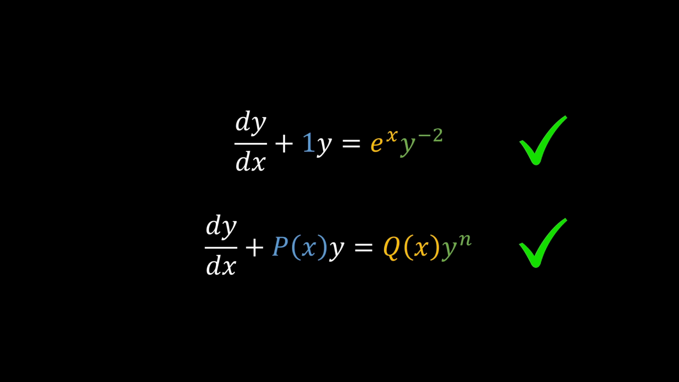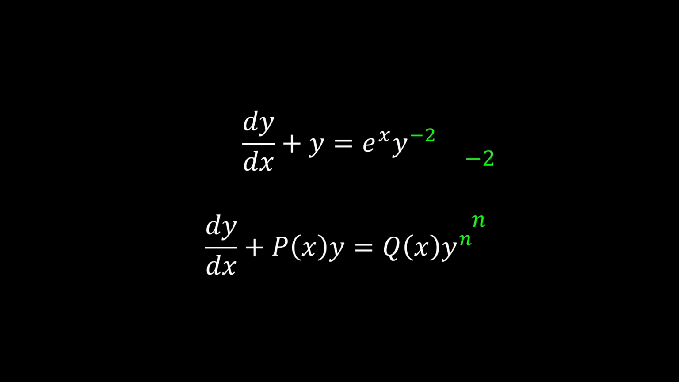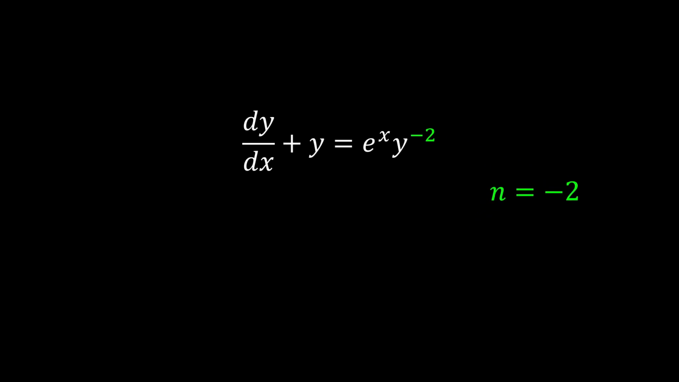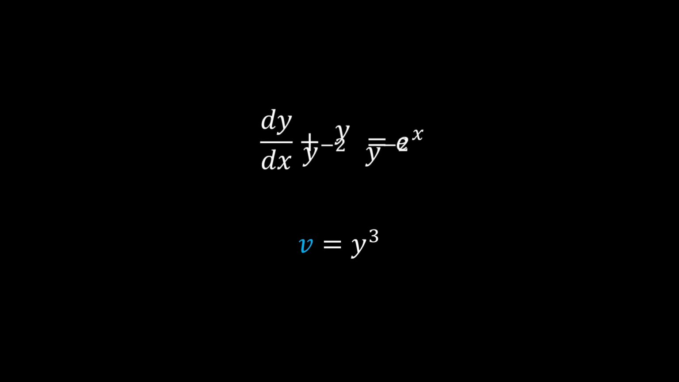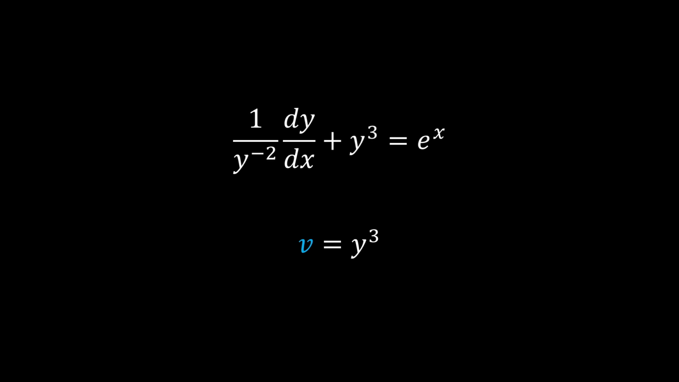Next, we could use this form to take note of n, which is negative 2, and then use it to generate v, which is y to the 1 minus negative 2 power, which turns out to be y cubed. Next, we could divide by y to the minus 2 power in our original equation, and we see that the second term on the right is simply our definition for v. This happens every time, so long as the procedure was applied correctly.